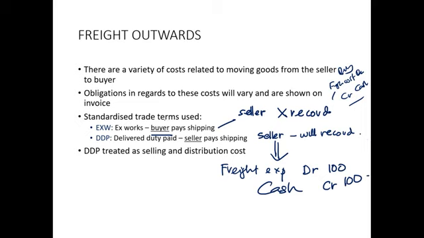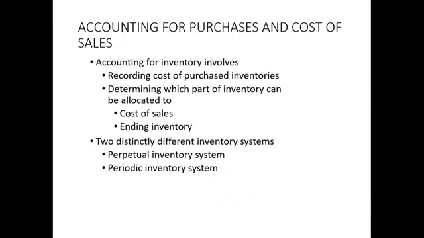So you have to be very careful whether it is Ex Works, EXW, or DDP. Ex Works means you're not going to pay; the buyer will pay for the shipping cost. The transaction is debit freight expense, credit cash, if you need to record. It depends on the question whether you are the buyer or the seller. Be careful on that.